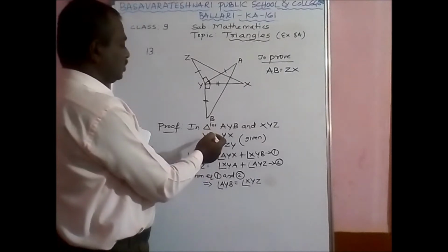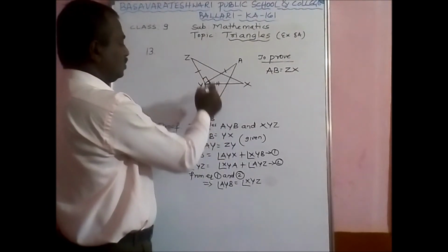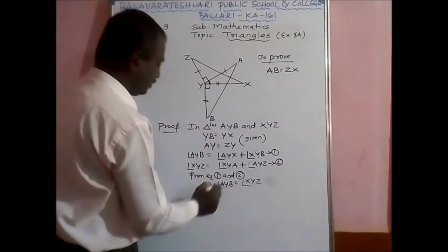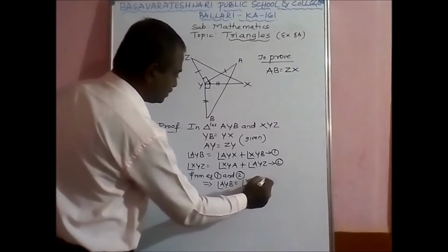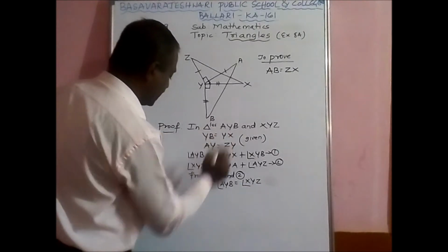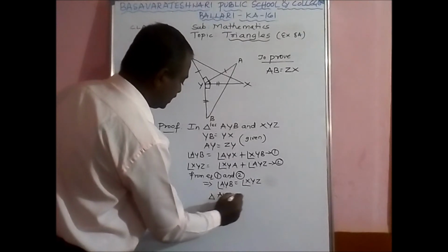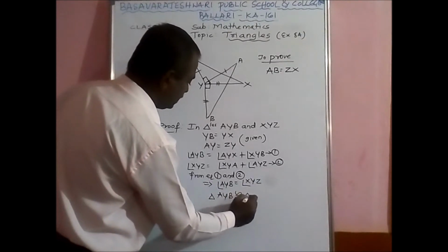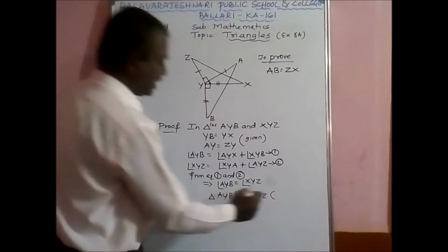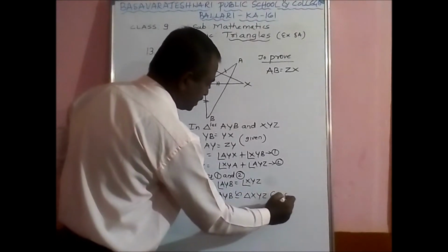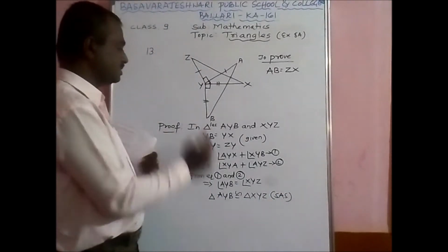So what you observed here: two sides and the included angle. Therefore we can say this is proved. Therefore we can say triangle AYB is congruent to triangle XYZ on the basis of what? SAS. On the basis of SAS. So note down this sum.